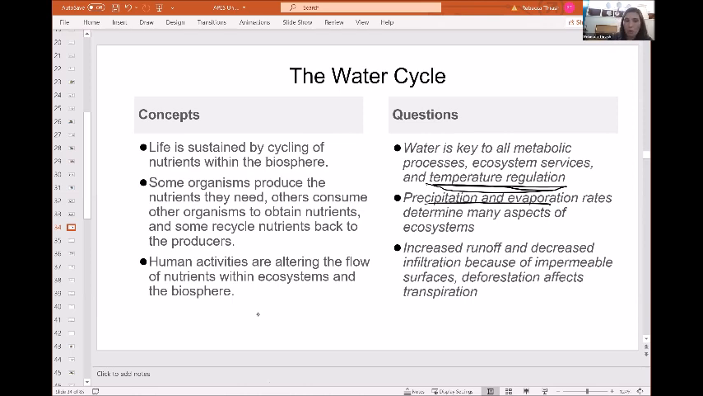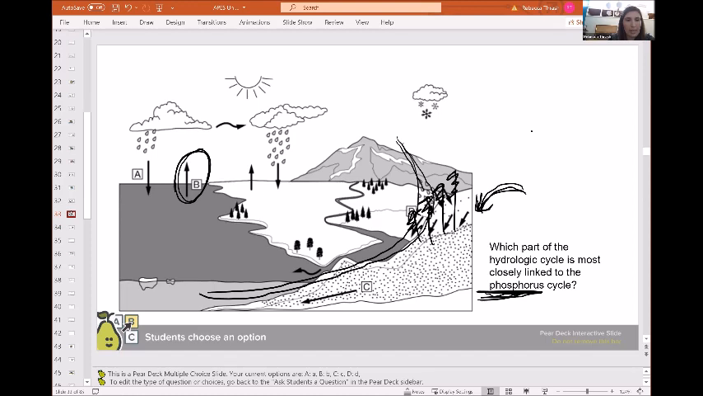Typically, when we talk about human activities, that's going to be runoff, decreased infiltration because we've paved a bunch of surfaces. We built a parking lot, we made a road, or when we take out forest, we have deforestation. That affects the ability of trees, right, and the land to actually have moisture go back into the atmosphere.